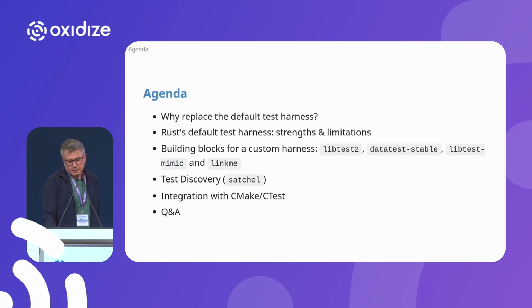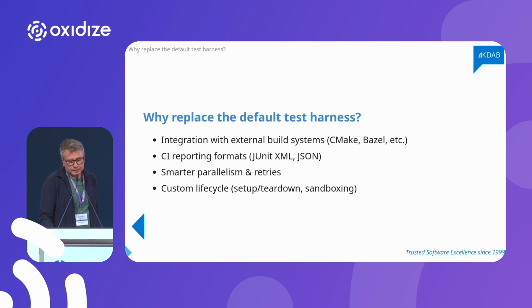our own crate works, and then we'll also go into how to run Rust tests from CMake with CTest, and hopefully we'll have some time at the end for questions.